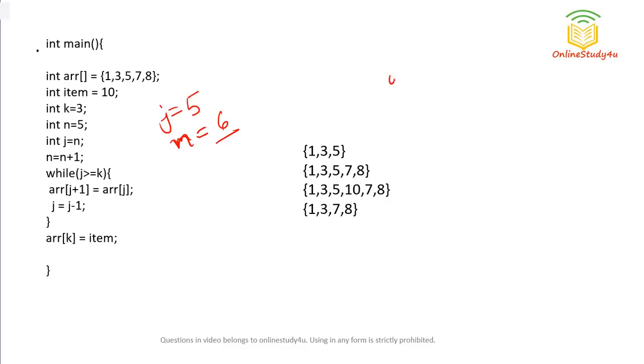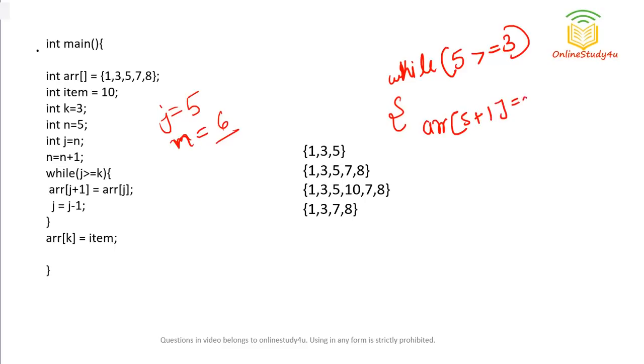Now we are simply taking a while loop. While j is what? 5. 5 greater than equal to 3. Fine. While j greater than equal to k, so while 5 greater than equal to 3, and we are doing ARR j plus 1 equal to ARR of j. J value is what? 5, right? So ARR of 5 plus 1 equal to ARR of j, that is 5.